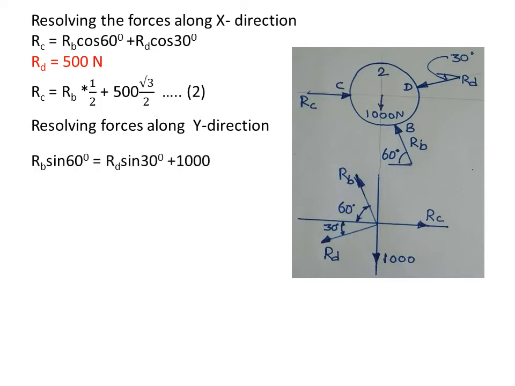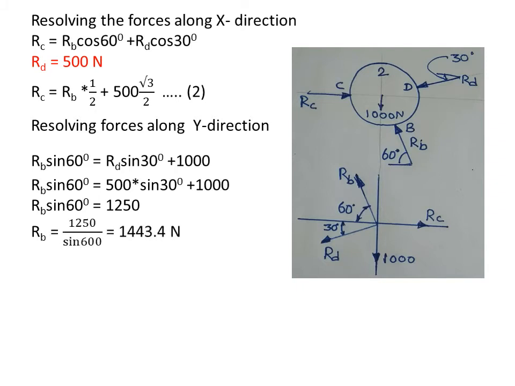Resolving forces along y direction. RB sin 60 degrees equal to RD sin 30 degrees plus 1000. By substituting the value of RD, we can get the RB value. RB is 1443.4 newtons.